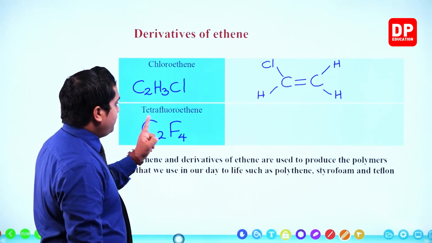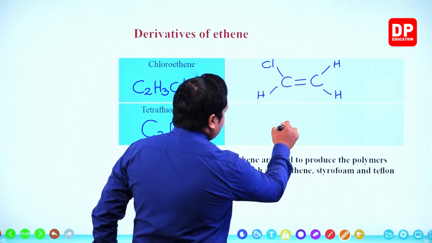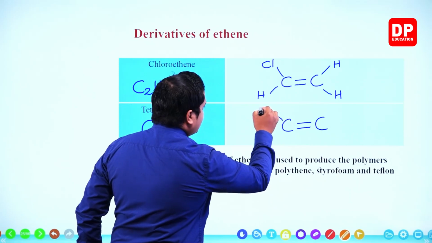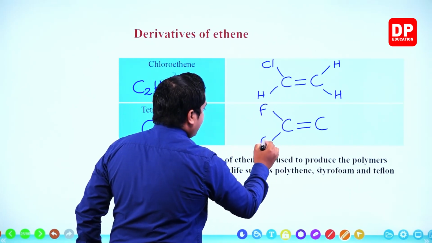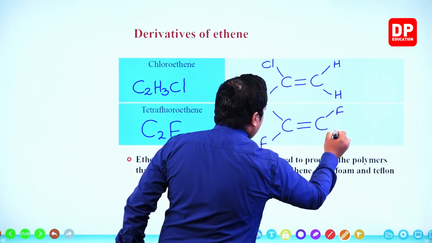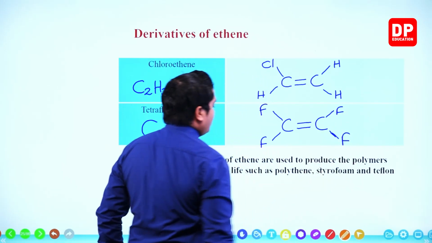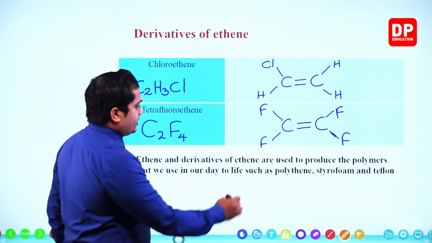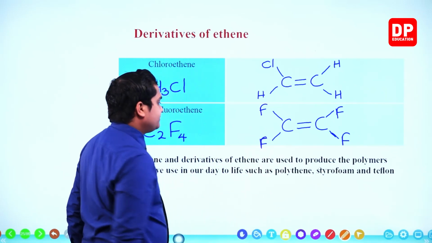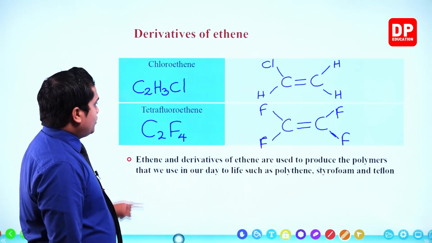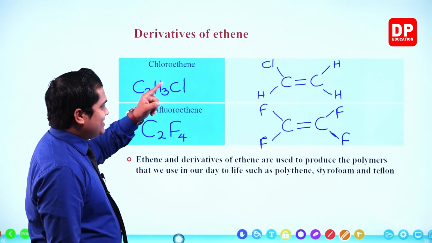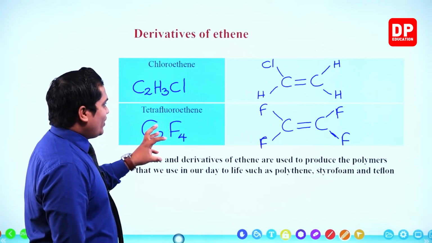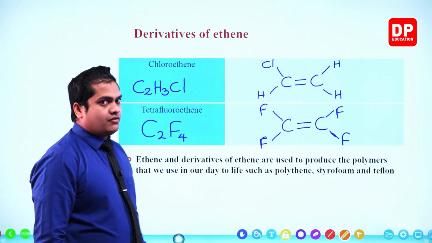Then the next one, tetrafluoroethene. In tetrafluoroethene, 2 carbon atoms are bonded with a double bond. Then, my dear children, 4 fluorine atoms like this: 1, 2, 3 and 4 fluorine atoms. Tetrafluoroethene. Okay, so this is tetrafluoroethene. Right then. So chloroethene, C2H3Cl. Over there you can observe the structural formula. Tetrafluoroethene, C2F4. This is C2F4, the structural formula.